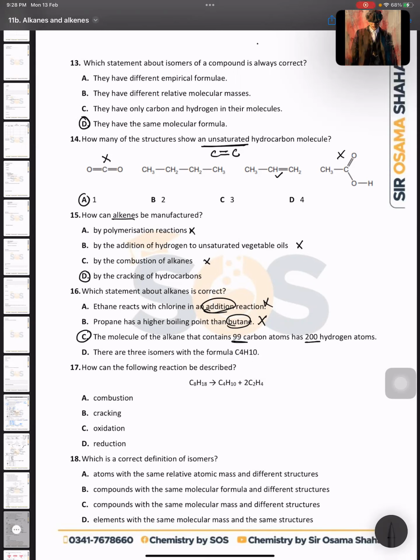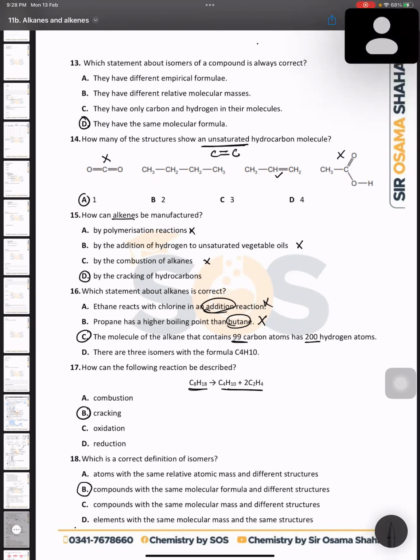Then question number 17 is saying how can the following reactions be described? You can see this is alkane, and it is cracking to produce one alkane and one alkene. So this is actually the cracking process. Which is a correct definition of isomers? They are the compounds having same molecular formula but different structures. So this would be the right answer, B. Right, bacho?